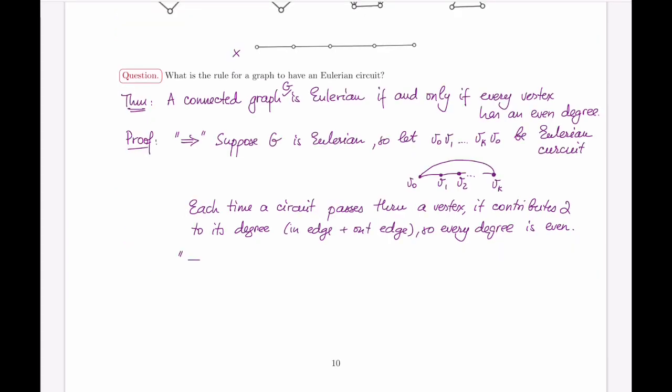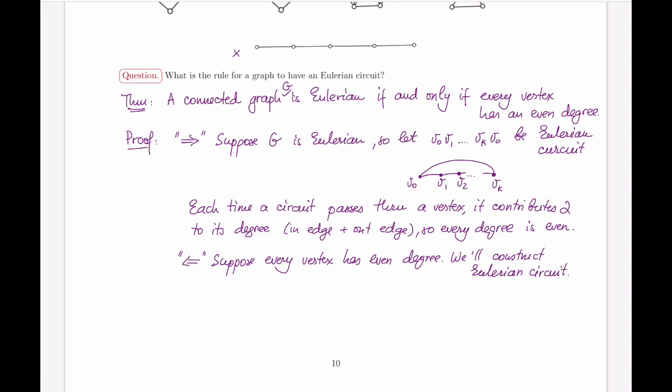Now let's prove this theorem in the opposite direction. So that means I'm going to assume that every vertex has an even degree, and I'm going to show that it implies that the graph needs to have an Euler's circuit. So my assumption is that every vertex has an even degree, and my eventual goal is to prove that the graph is Eulerian. Now, this is going to be a constructive proof. So not only are we going to prove that it has such a circuit, we will actually construct the Eulerian circuit.